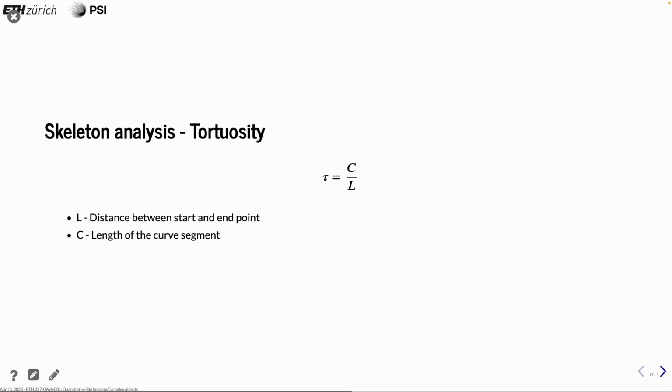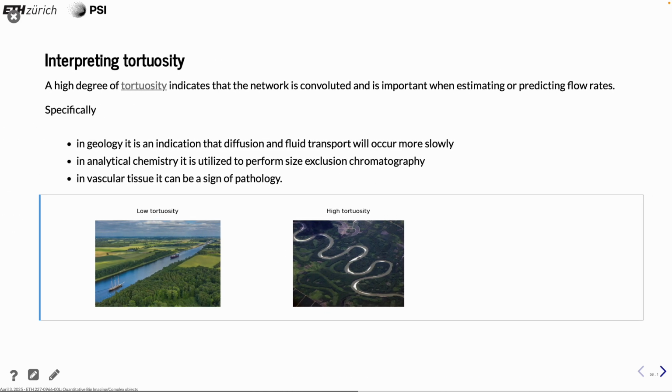Another way to do a characterization of these segments is to look at the tortuosity, and that is the ratio between the length of the curved segment divided by the Euclidean distance between the start and end points. And that tells us how curvy the structure is. So a straight line has a low tortuosity, and a high tortuosity is this meandering structure. So it's a lot of curvy effects.